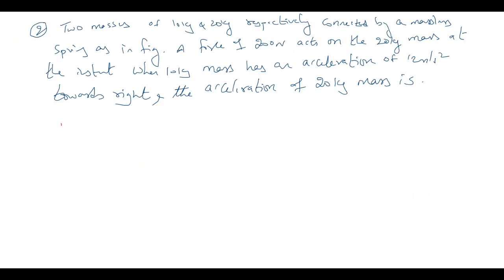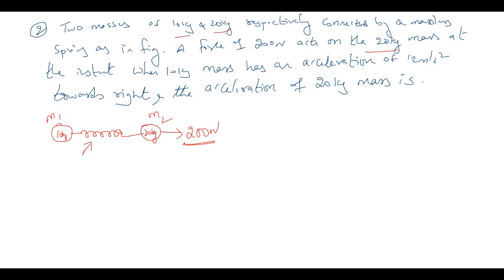One more numerical. There is a 10 kg here attached to a spring to a 20 kg mass. Now this 20 kg mass is being pulled with a force of 200 Newton. So two masses are there. This is mass M1, mass M2, 10 kg and 20 kg respectively connected by a massless spring. So this is a massless spring. Now force of 200 Newton acts on the 20 kg mass.